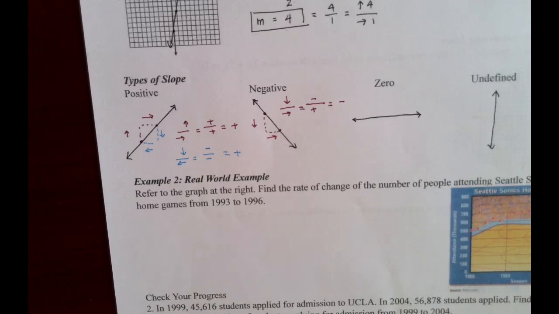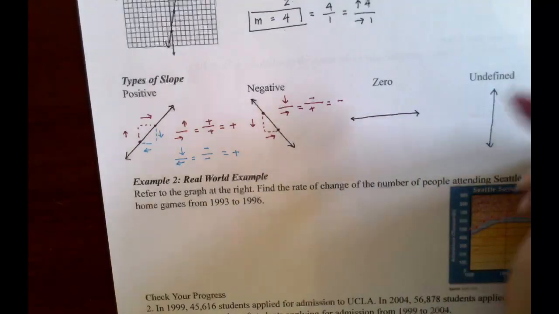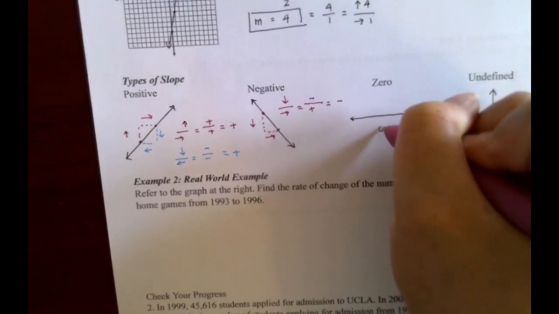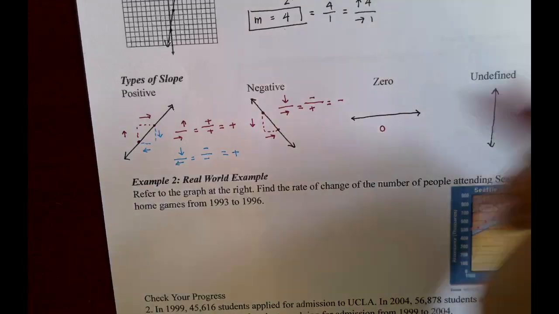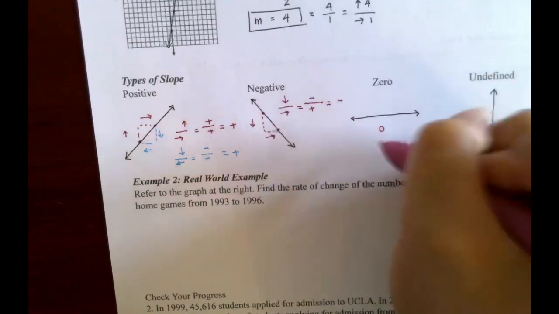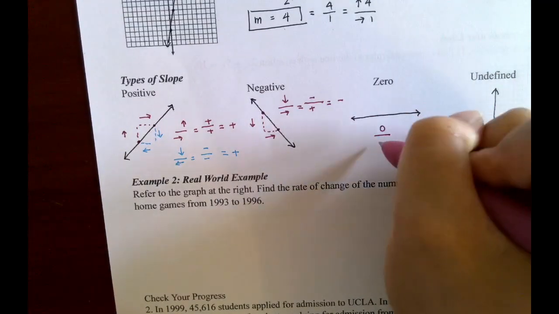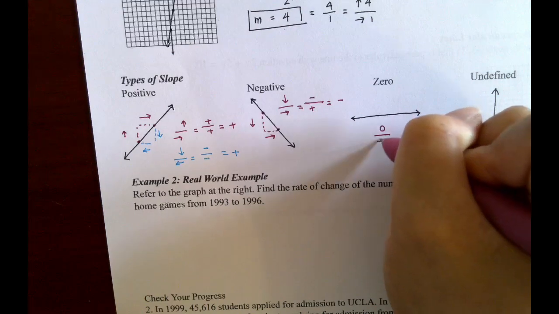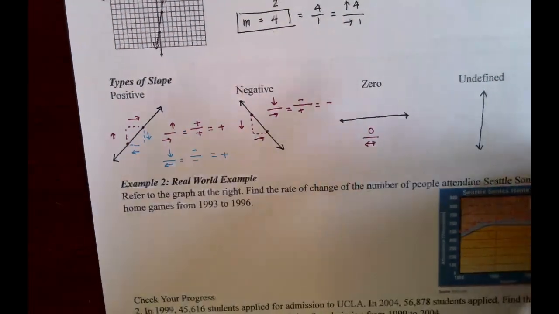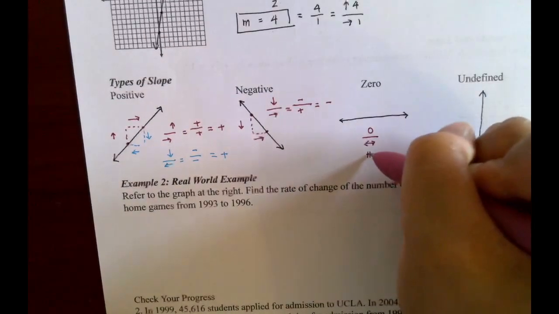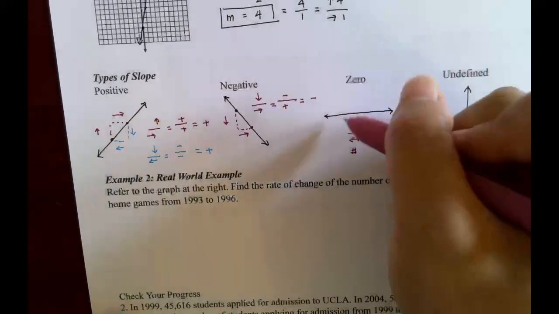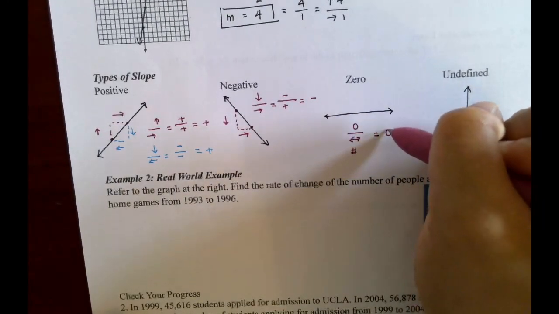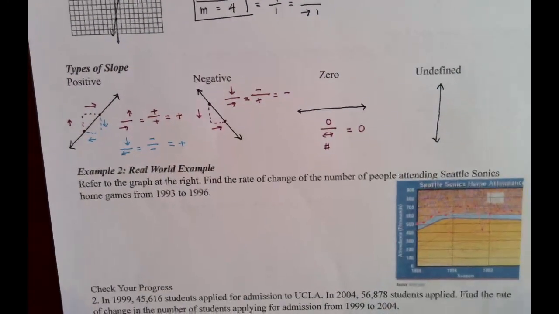A zero slope: what we notice is that we're not going up and down at all. However, we are moving to the right or to the left. We're moving something. However, 0 divided by however much we're moving to the right or left, 0 divided by a number, is still 0. And so that's why a zero slope is horizontal.